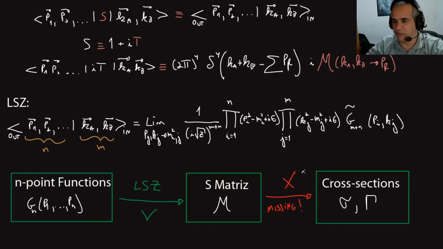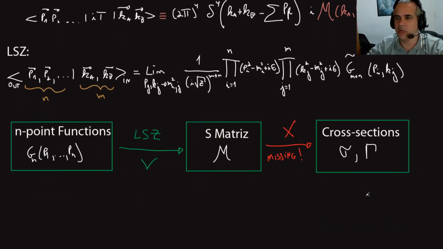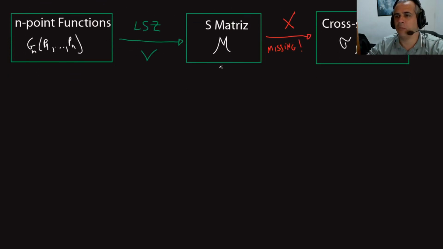What I didn't tell you yet, and that's what I indicated with this missing piece here, is the connection between the S matrix and the cross-section, because then we know how to compare this with experiment. And that's what we are doing today. So we want to now complete this connection.